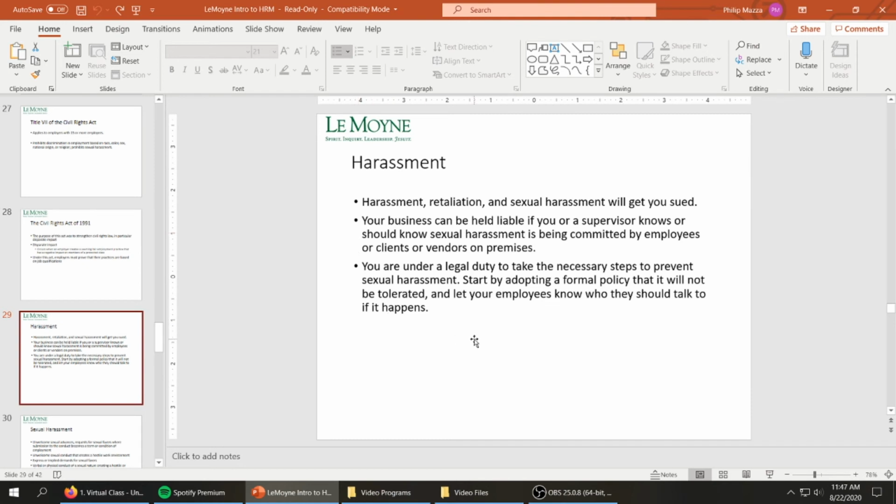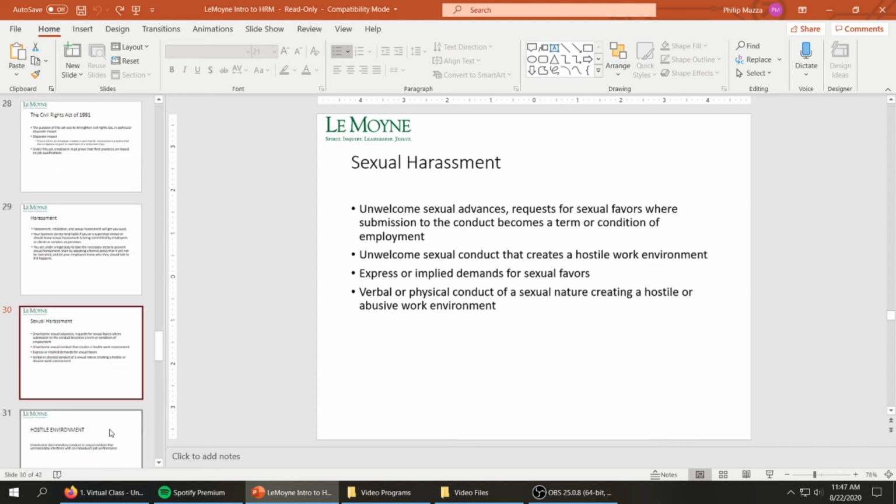Definition of harassment, and by now many of you have taken courses that have addressed harassment and also sexual harassment, and you'll see the definitions here. Keep in mind, in New York State, employers have a higher bar when it comes to sexual harassment, and actually all employers have to provide sexual harassment prevention training for all employees annually.